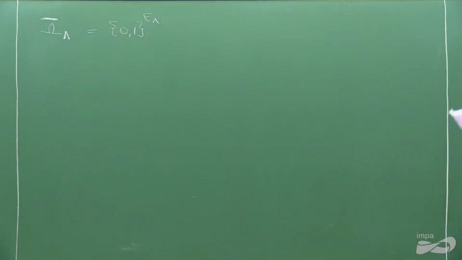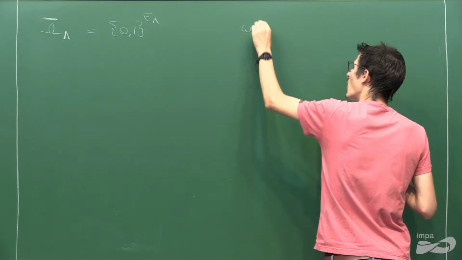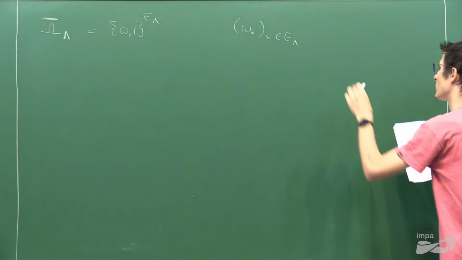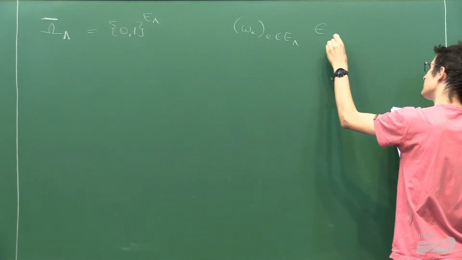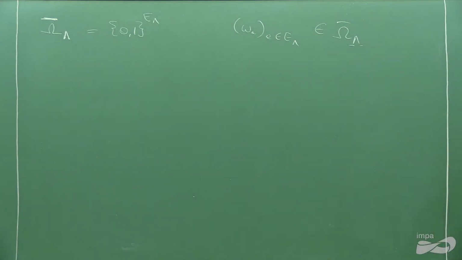So the configuration will be on the edges of my box. And I denote omega, with edges E in E_Lambda, as a configuration in Omega Lambda. So it's a bit different from standard percolation.